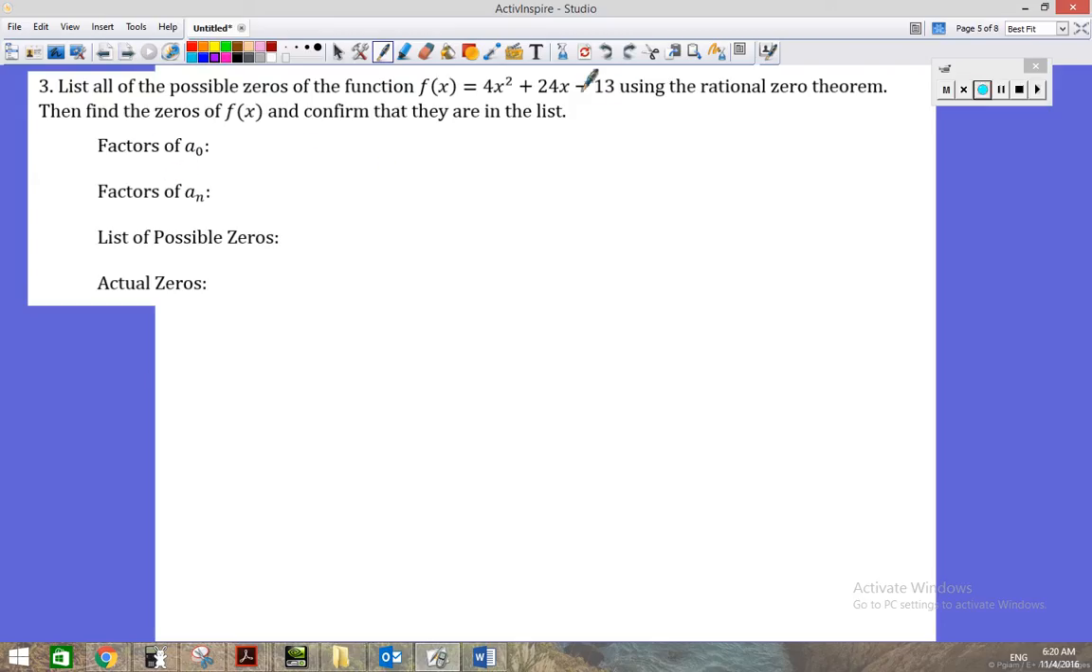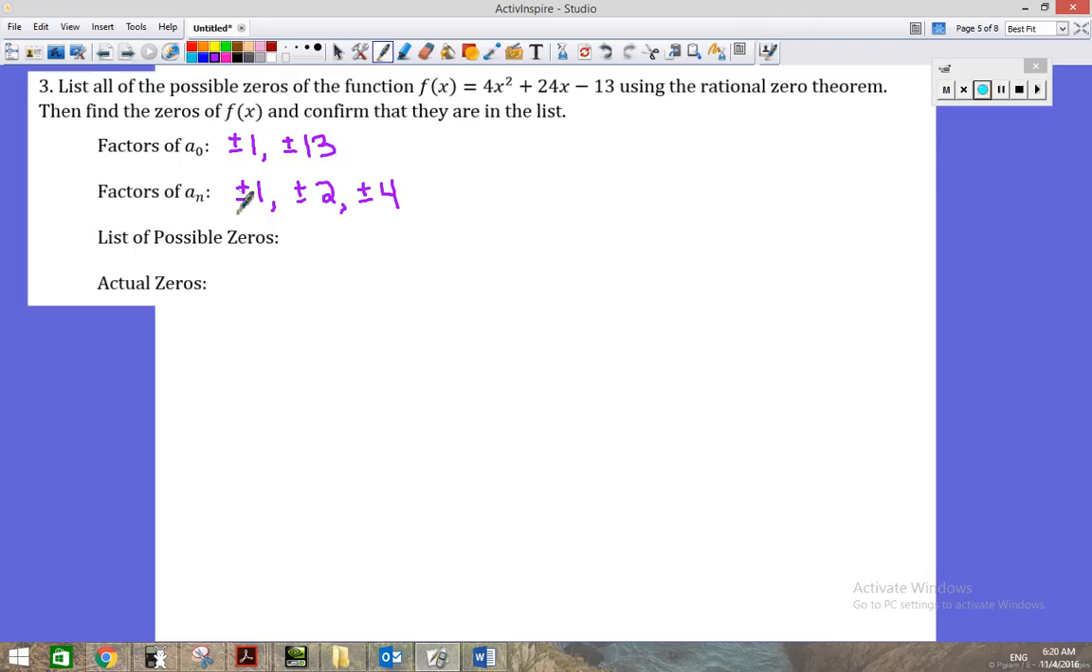So we want to look at the factors of this 13. 13 is a prime number, so we've got plus or minus 1 and plus or minus 13. The factors of a sub n, the leading coefficient, 4 is a composite number, but fortunately for us it doesn't have a lot of factors, because when this list is long, it just creates a little bit more work for us in searching for the x-intercepts. So my factors of my constant term are my possible numerators.